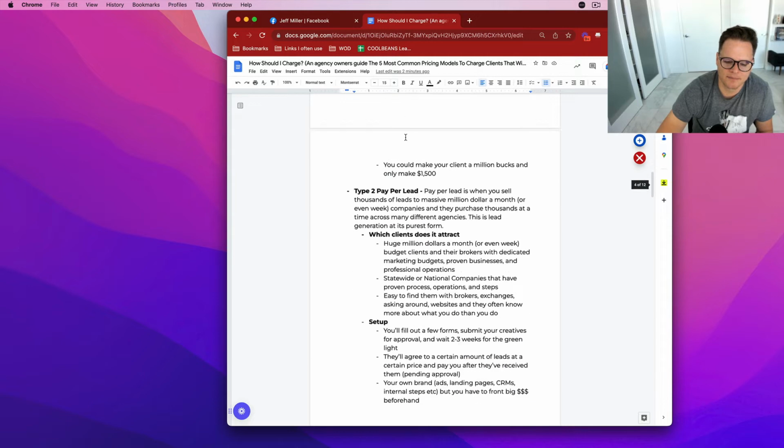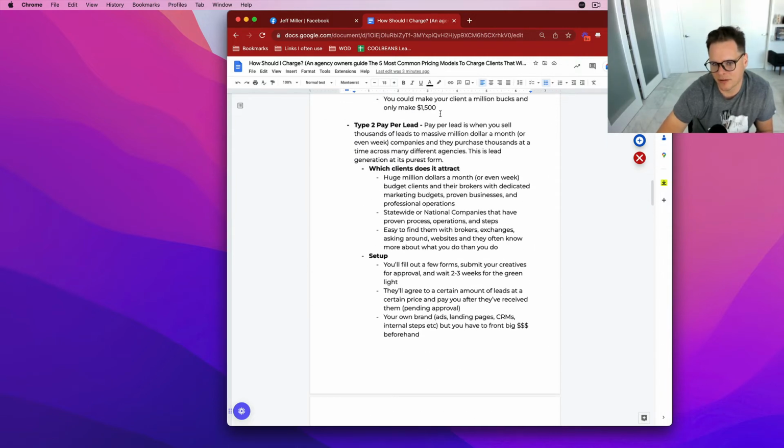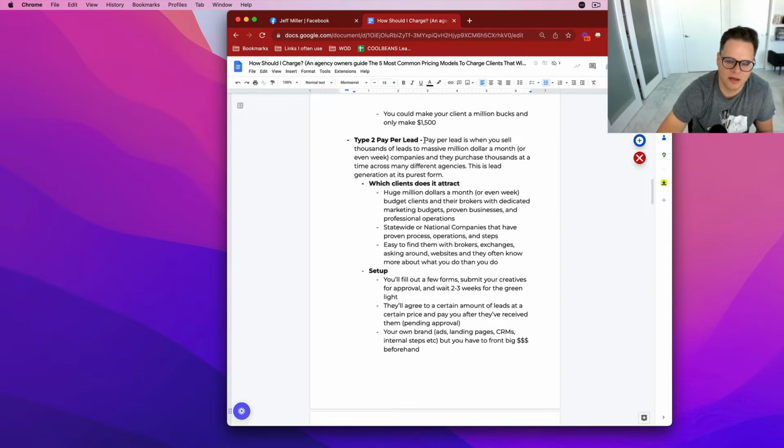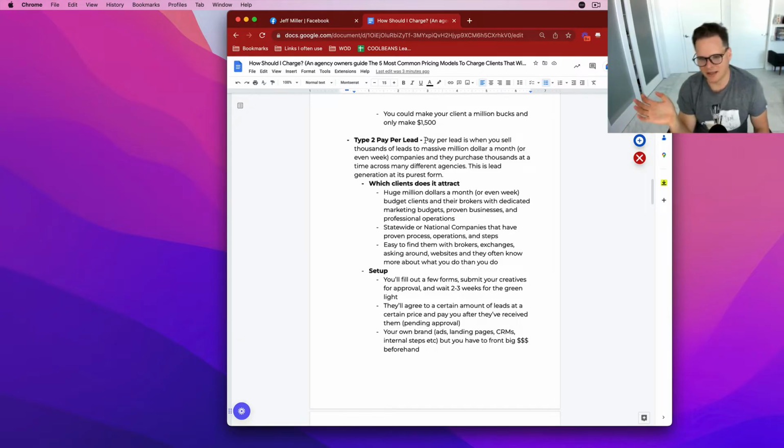The second type is your pay per lead method of charging businesses. Pay per lead is, by the way, when you sell thousands of leads to a massive $1 million a month or even $1 million a week company, and they purchase thousands at a time across many different agencies. It's lead generation in its purest form, because you don't have to worry about the selling, compliance, or approvals. You're only doing lead generation and arguably only media buying.